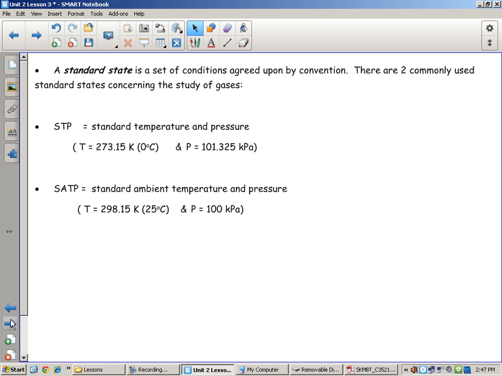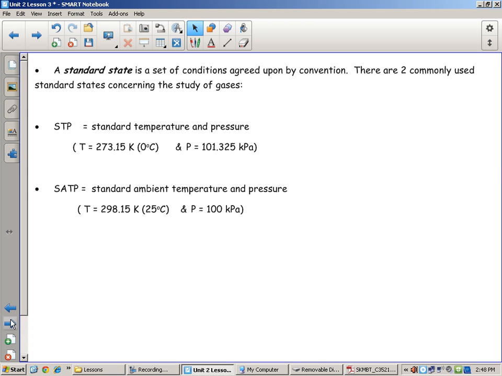There are some standard states, we call them. There's a set of conditions agreed upon unanimously. There are 2 commonly used ones. One is called STP, which stands for standard temperature and pressure. In the questions you're going to get tomorrow, quite often they're going to refer to a gas at STP, which means it's at standard temperature, 273.15 Kelvin or 0 degrees Celsius, and standard pressure, 101.325 kPa. Or they might say standard ambient temperature and standard ambient pressure, which is 298.15 Kelvin or 25 degrees Celsius and 100 kPa.